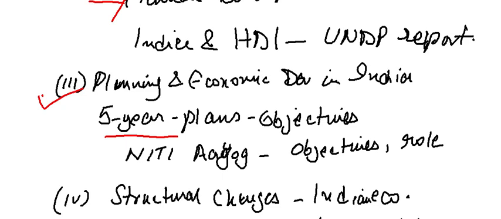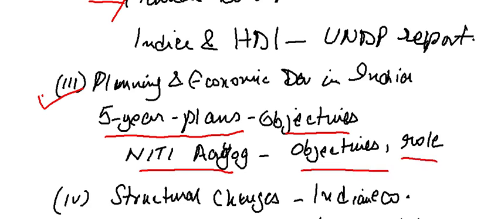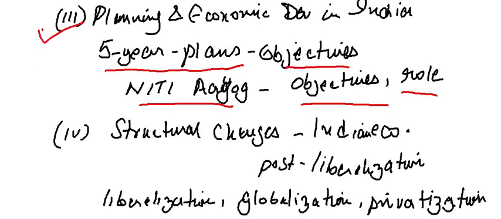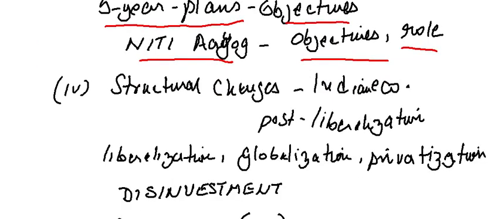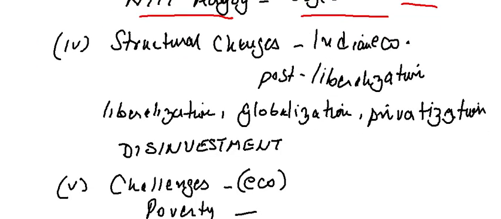We used to have these 5-year plans. What were the objectives of these plans? And now Niti Aayog: what are the objectives of Niti Aayog and what is the role Niti Aayog is playing in our economy? Number 4 is the structural changes in the Indian economy post liberalization.